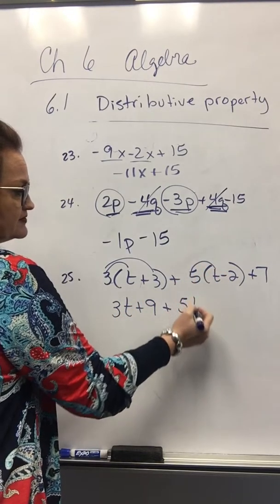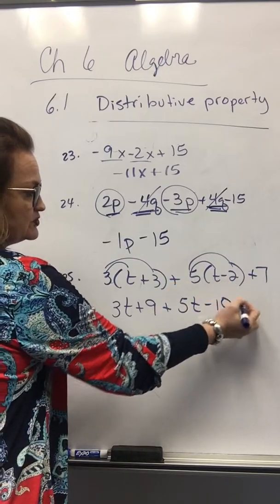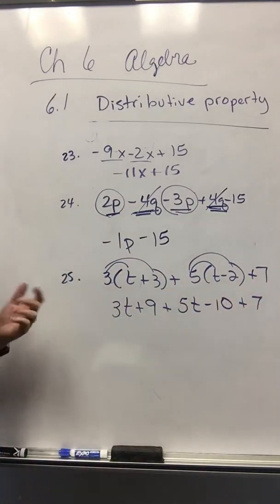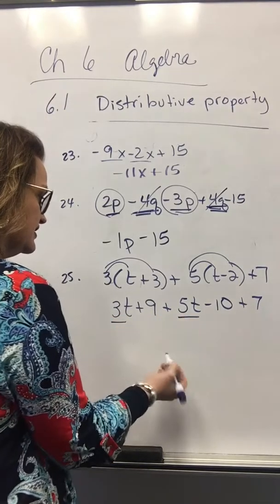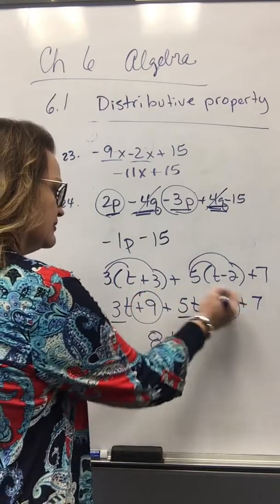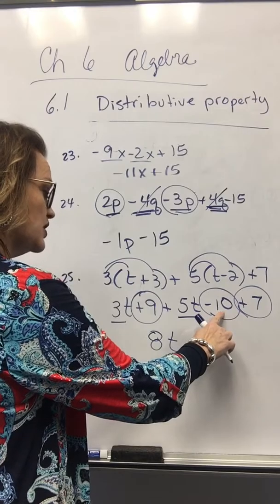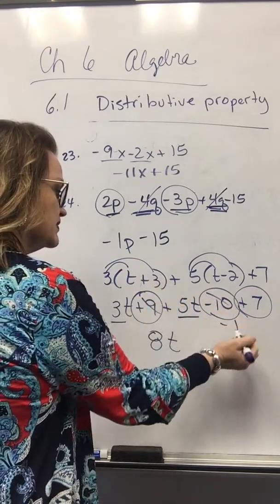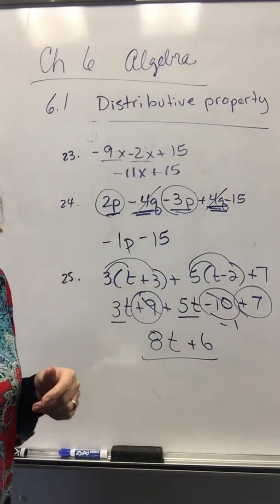Distribute your 5 to the t and your positive, and notice it's positive 5 to the negative 2. Bring down your 7, and then combine any like terms. So 3t, 5t, like terms is 8t. And then I've got a 9, a minus 10, and a plus 7. So 9 minus 10 is minus 1. Then minus 1 plus 7, that's 6. And that's how it would simplify.